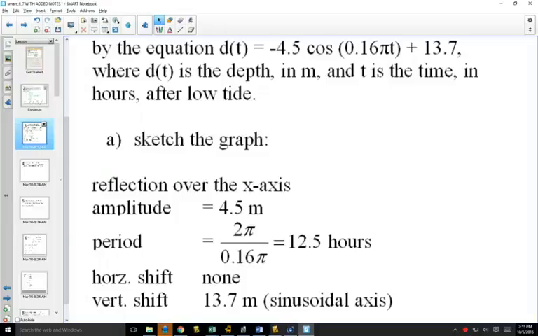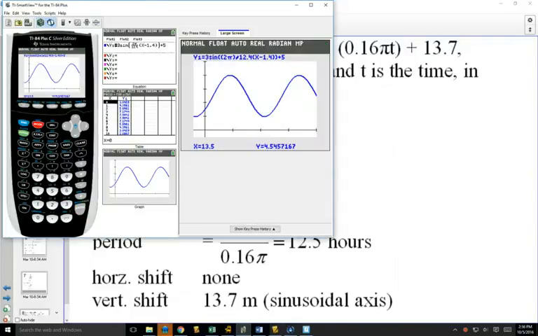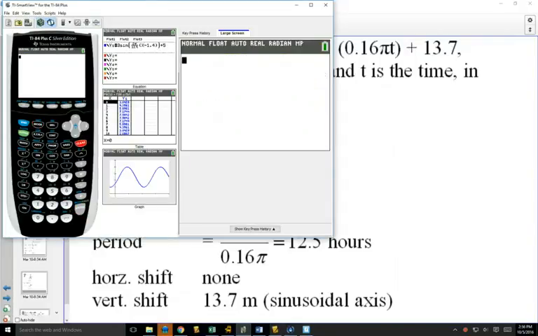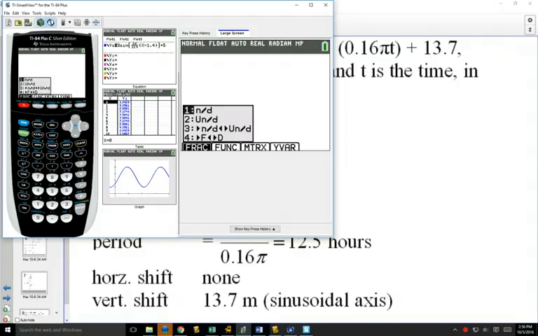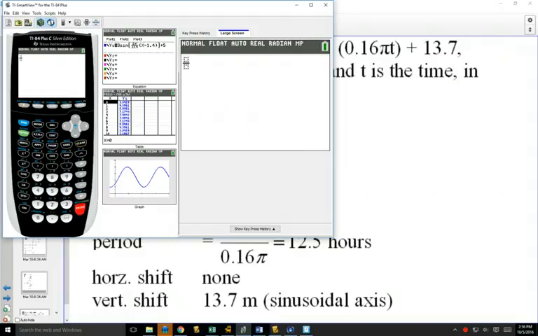This, in particular, is a good place to make sure that if you have this fraction button, you use it. Because look, if I use the fraction button, 2 pi divided by 0.16 pi, I get 12.5. If you just type it in like most students do, 2 pi divided by 0.16 pi, look at how different your answer looks.